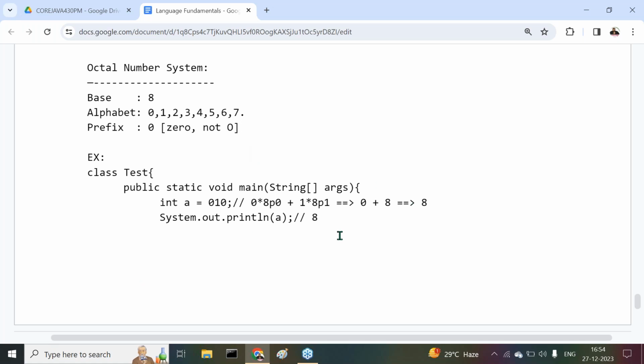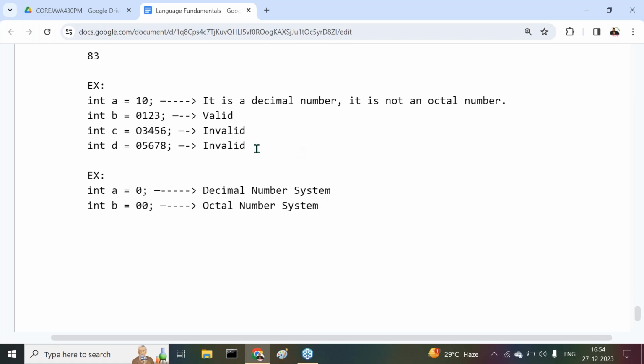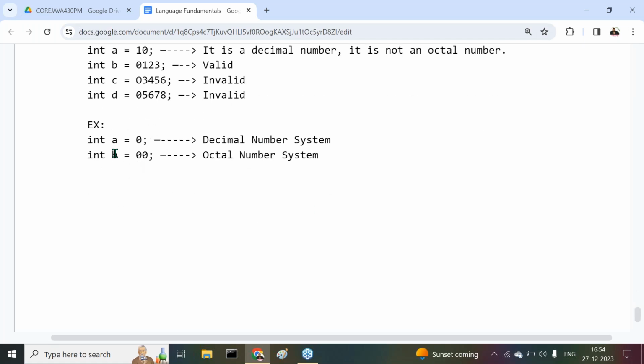In the examples, I showed clearly how to convert an octal number into a decimal value. Some examples were also given, valid cases and invalid cases. Then this example is important. We may get these examples in our written test papers: find the number system for the following statements. int a = 0, int b = 00.